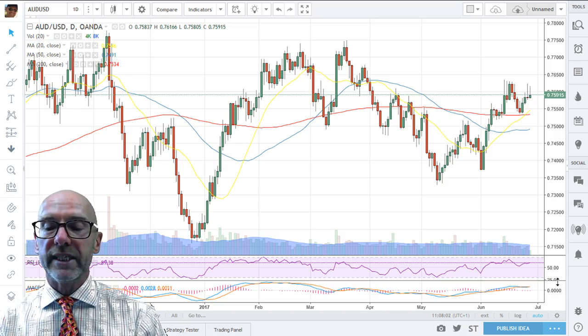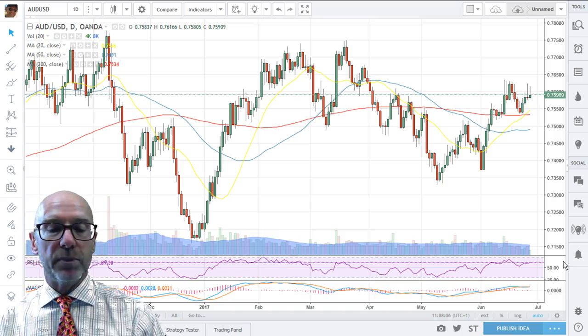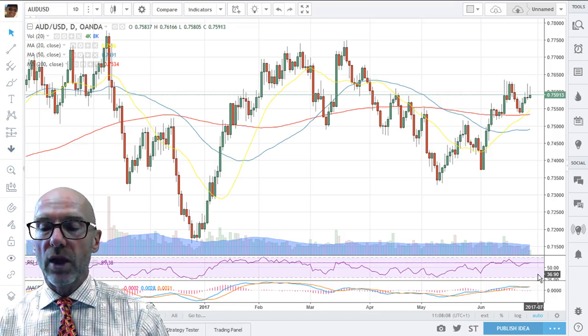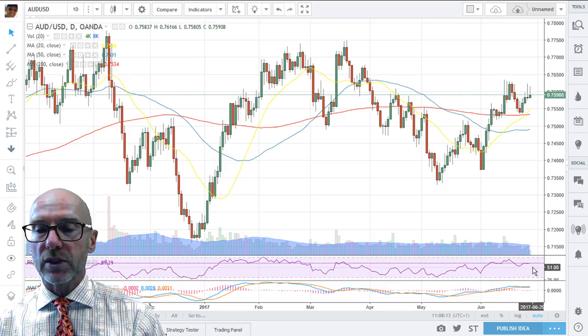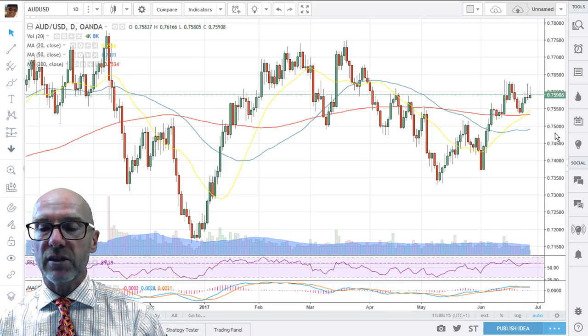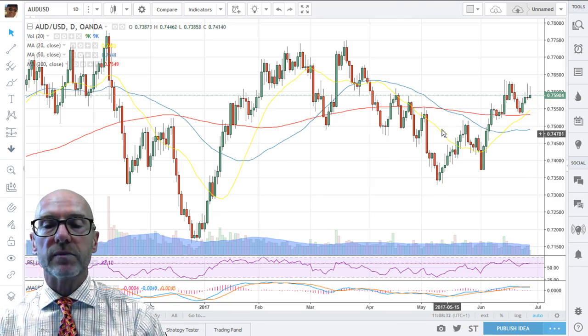Momentum is reasonably positive. The RSI is above 50, although it's actually in a downtrend at the moment. So even though it's above 50, it's showing a bit of downside momentum. So it could be higher, and there is a risk that if we do drift off from here, it slips lower. The RSI reached its peak on the peak that we saw on the 14th of June.